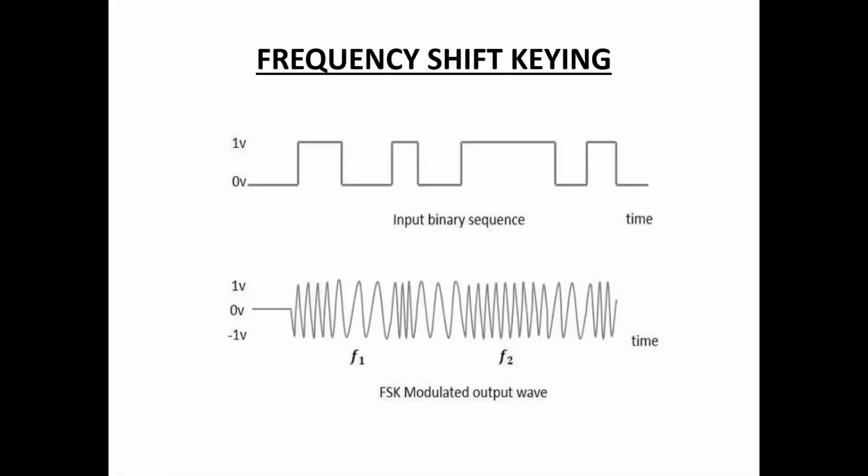Next, frequency shift keying. Here the frequency of the carrier signal is modified to reflect binary data. We set the frequency F1 to represent binary 0, and we set the frequency F2 to represent binary 1. In F2, the waveforms are very close, and in F1, the waveforms are wider. So wider waveforms are used to represent 0, and closer waveforms are used to represent 1.